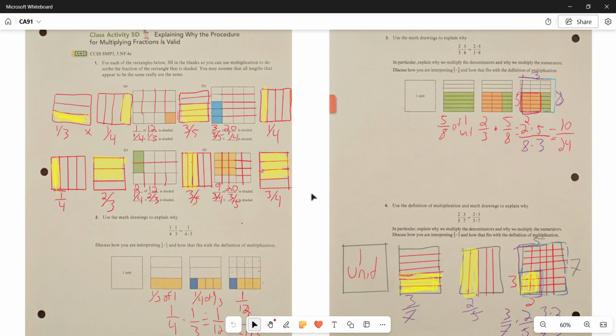Alright, so I'm going to explain how I arrived at all my answers for class activity 5D, which is explaining why the procedure for multiplying fractions is valid. So for problem 1, it said for each of the rectangles, fill in the blanks so you can use multiplication to describe the fraction of the rectangle that is shaded. You may assume that all lengths that appear to be the same really are the same.